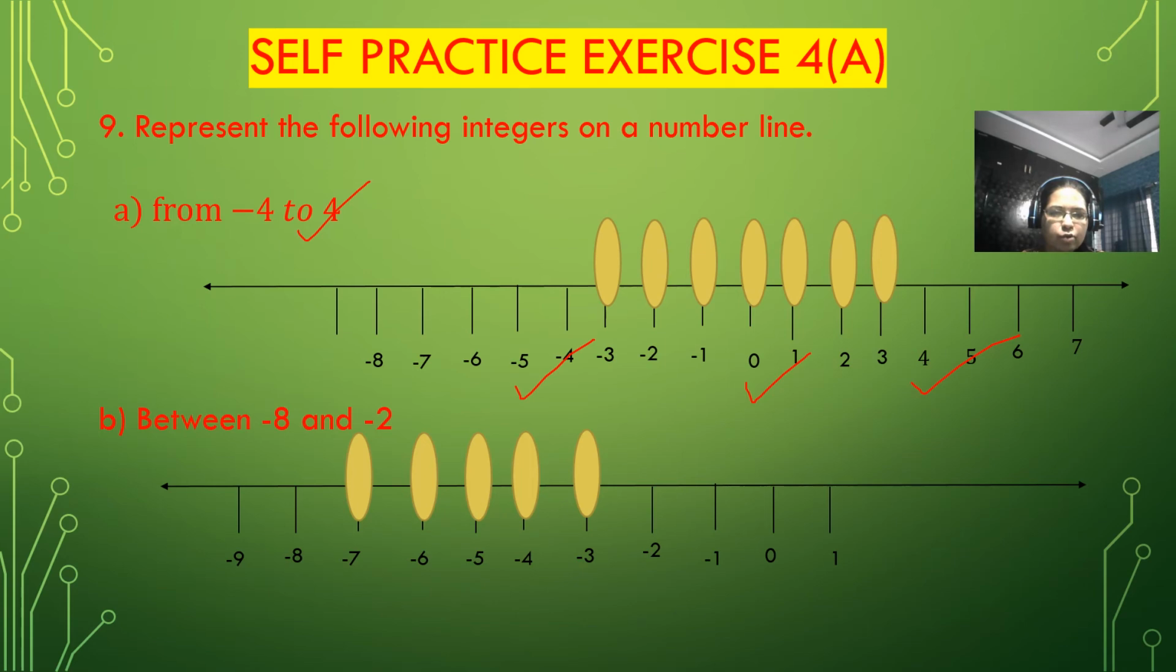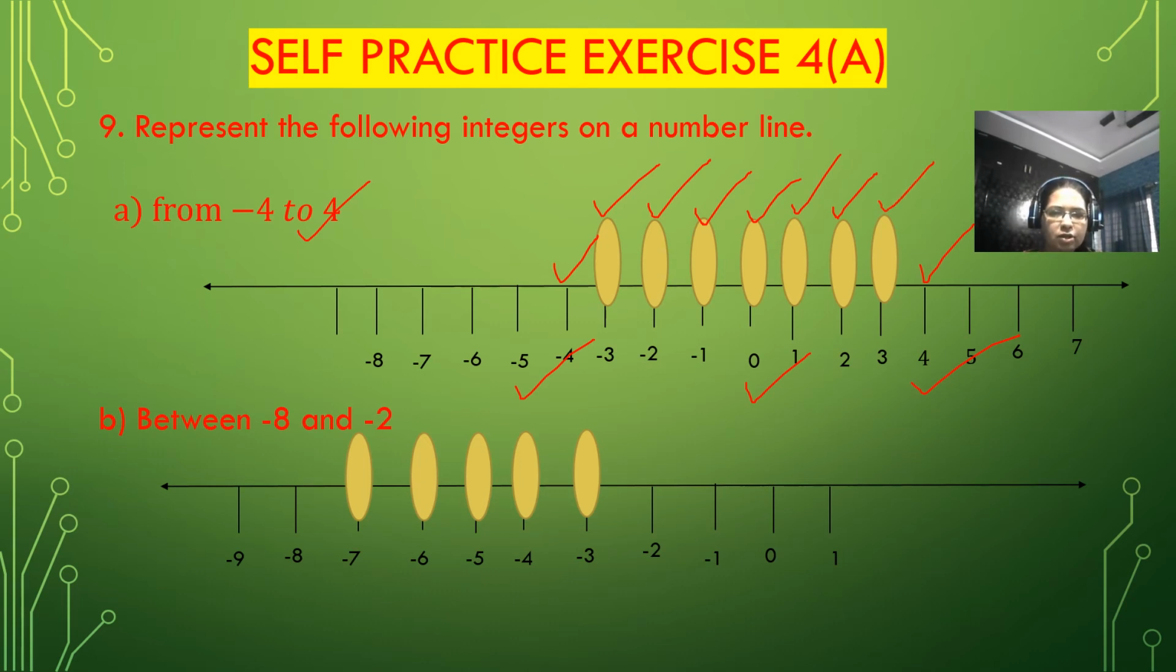This is minus 4 and this is positive 4. And from minus 4 to 4, the integers are minus 3, minus 2, minus 1, 0, positive 1, positive 2, positive 3. These are the integers from minus 4 to 4.